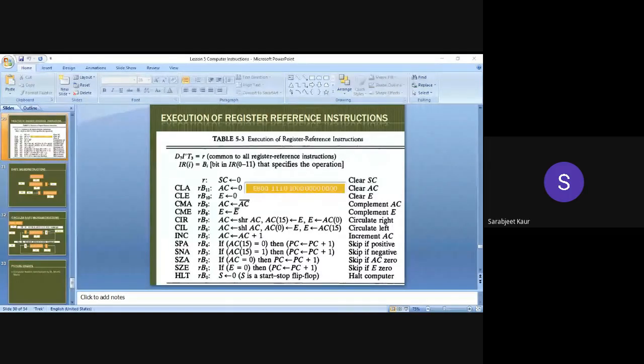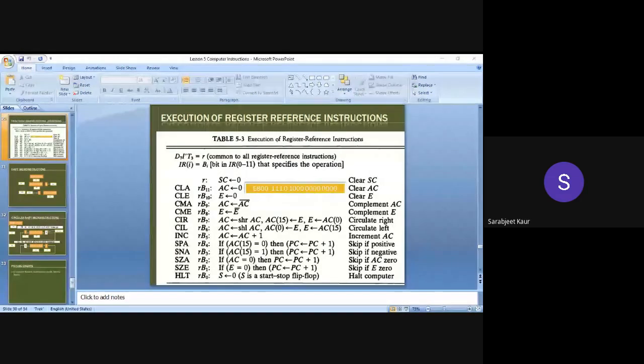In fact, we have very intelligently put the remaining bits to use in the register reference and IO instructions to indicate the various operations that need to be done. So for example, what will be the number of this 12th bit? It will be B11 because we start the counting from 0, right? So this is B0, B1 up till B11.